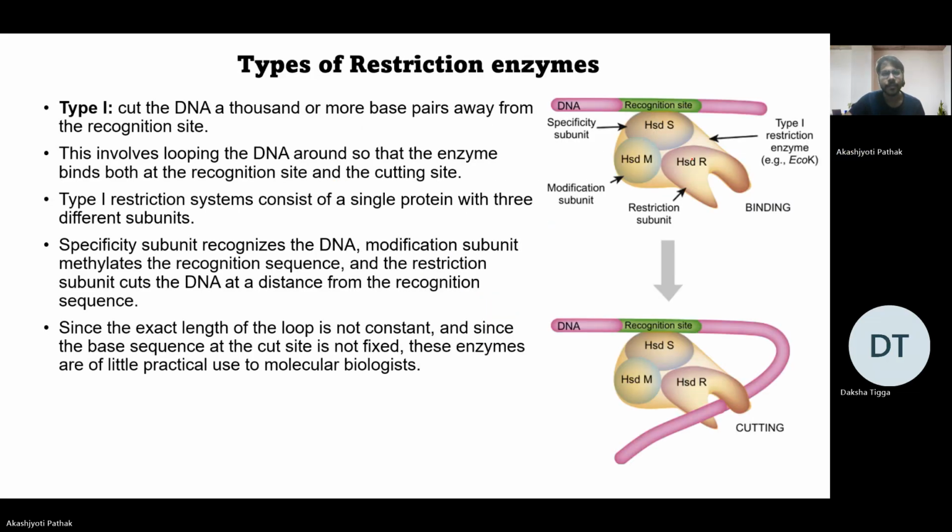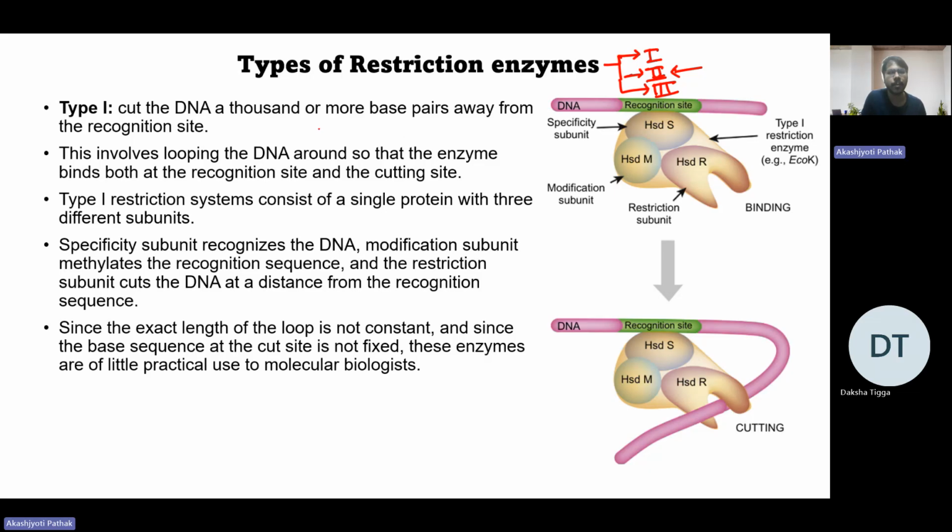Okay. Now, there are different types of restriction enzyme. There are basically three types of restriction enzyme, as I was discussing: restriction enzyme type 1, type 2, and type 3. Out of all these, the type of restriction enzyme which is important to molecular biologists is the type 2 restriction enzyme. Type 2 restriction enzymes are most widely used in molecular biology. Why is it so? We will understand once we discuss all the different types of restriction enzymes.